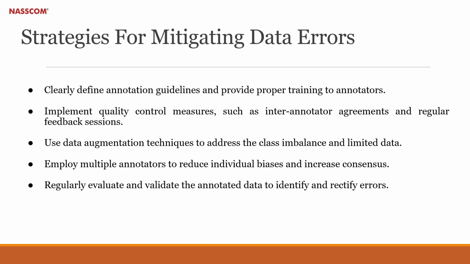Let us discuss strategies to mitigate data errors. First, clearly define the guidelines and provide proper training to data annotators. We have to implement quality control measures and ensure that the annotators are in agreement and give feedback. Use data augmentation techniques to address class imbalance and limited data. We need to employ multiple annotators to reduce individual biases and increase consensus. Regularly evaluate and validate the annotated data to identify and rectify errors.